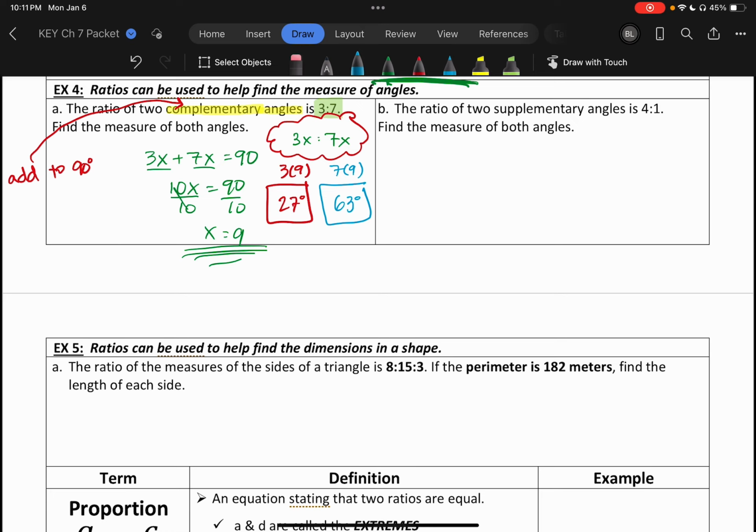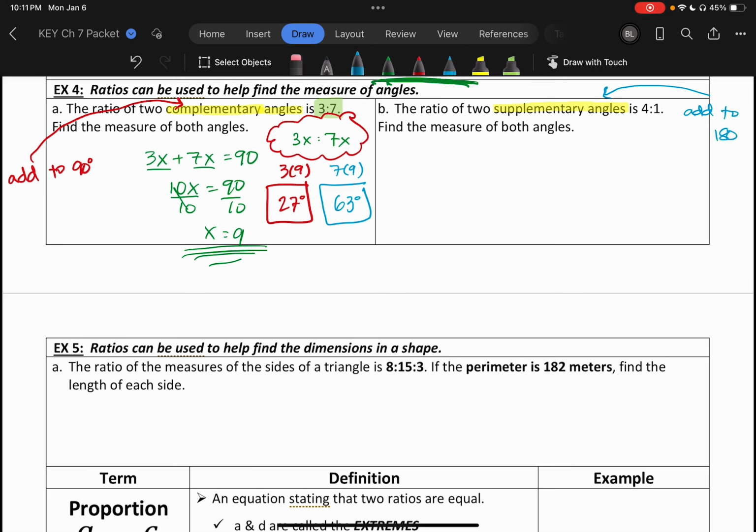And so let's look at part B. Part B says the ratio of two supplementary angles, so now I see another vocabulary word here, supplementary angles, is 4 to 1. Find the measure of both angles. Well, when I'm talking about supplementary angles, these are angles that add to 180 degrees.